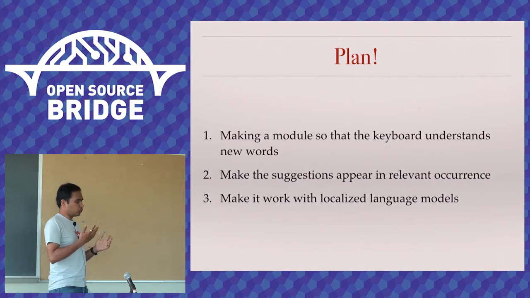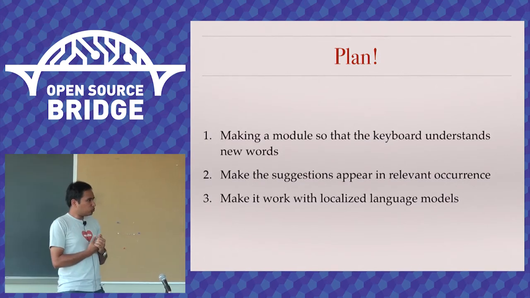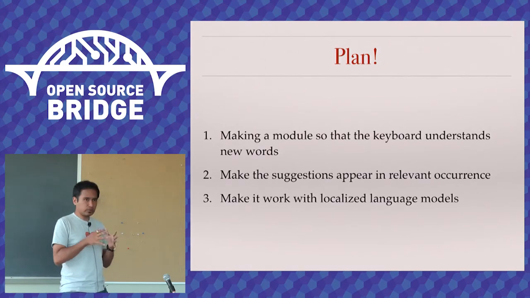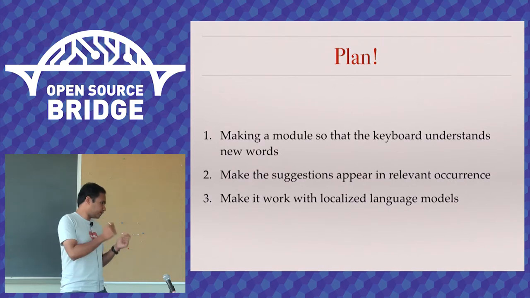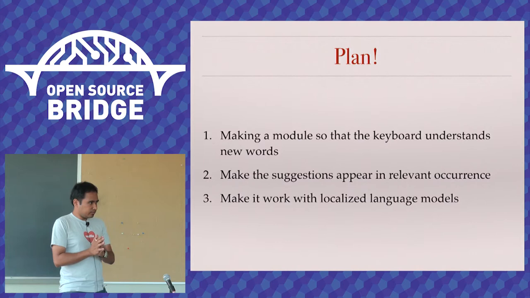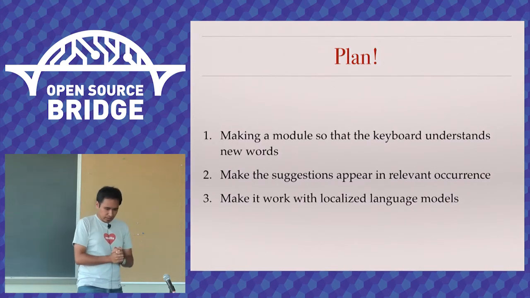So the plan we came up with was to build a module which can be integrated with any language, so language agnostic. You can just go and integrate it with English or Russian or anything. In some languages there will be problems, but it will work on the same principle: whatever new word you are typing, it will learn it, and the next time you type the same kind of word, it should be able to suggest the word. Be it for Bengali, Hindi, English or another language.